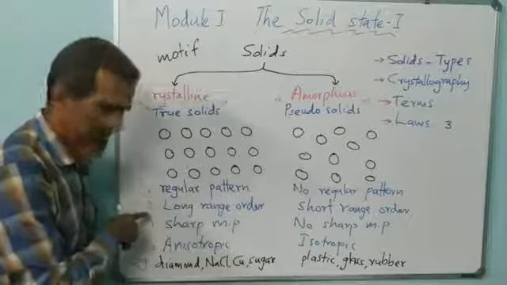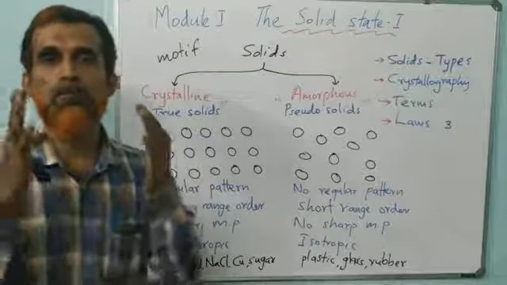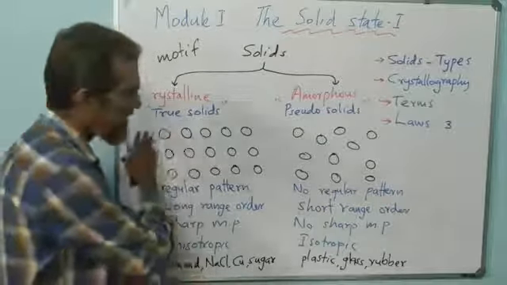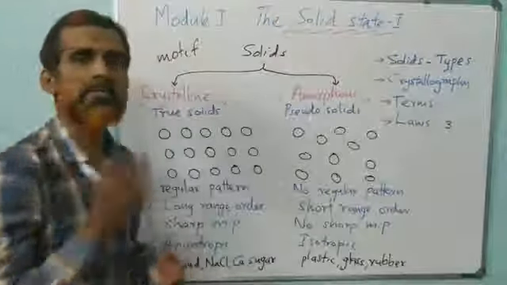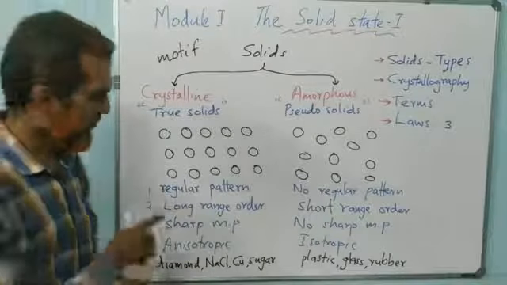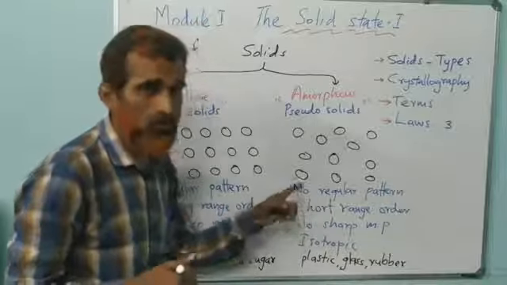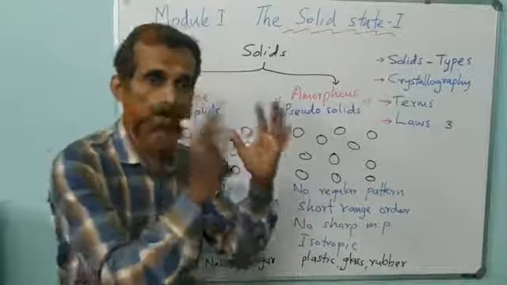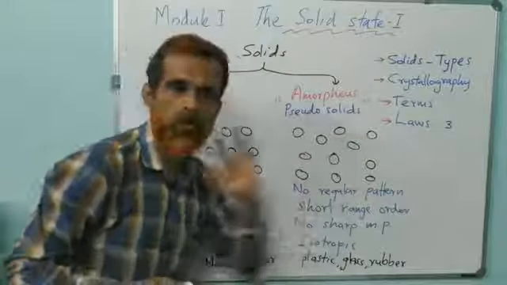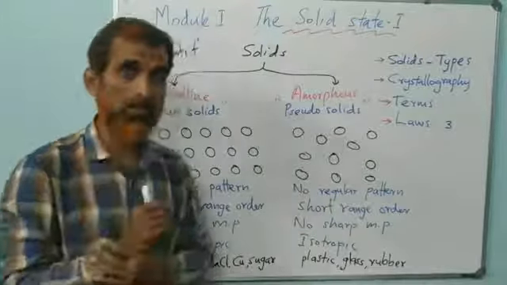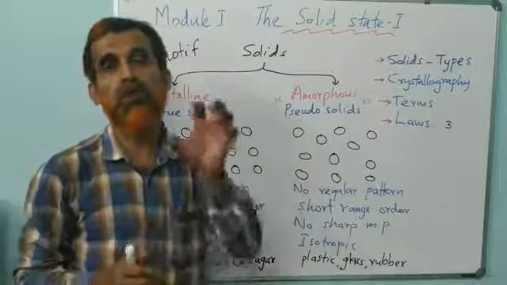Second point is the order of arrangement. The order is long range order. In crystalline solid, you can see this repeating pattern, order of arrangement throughout the crystal, throughout the solids. So it is said to be long range order. Whereas in amorphous solid, you may find some order somewhere, but it is not repeated. So it's called short range order. If at all there is some order in amorphous solid, it is not repeated all over.